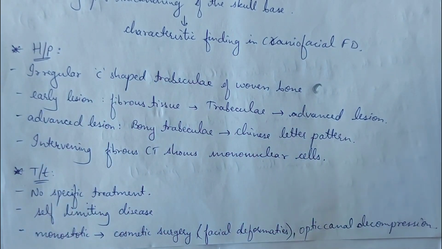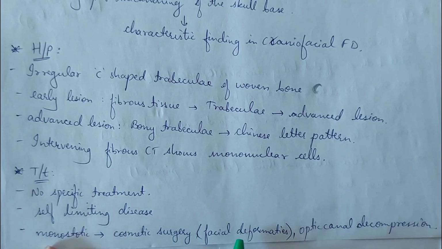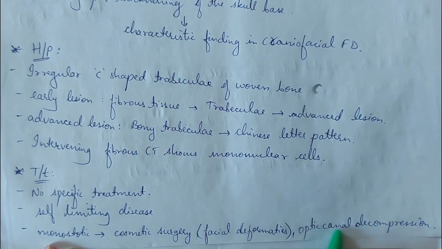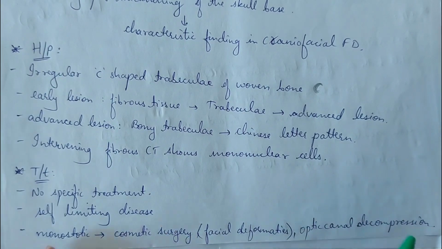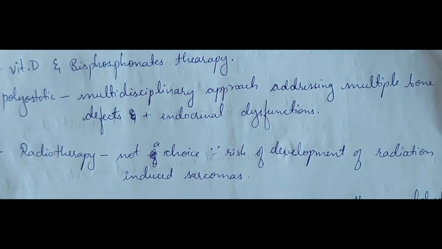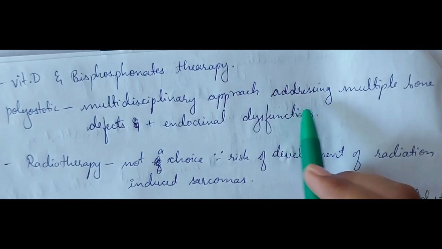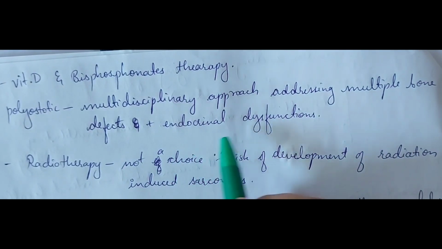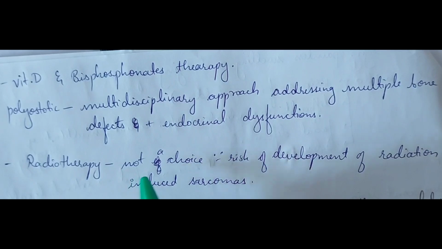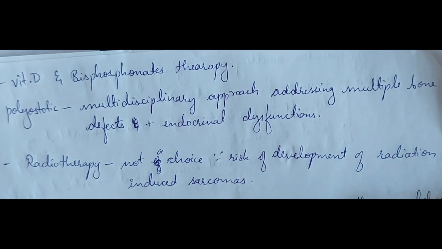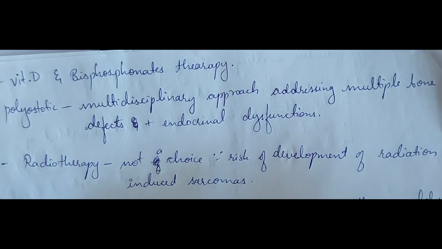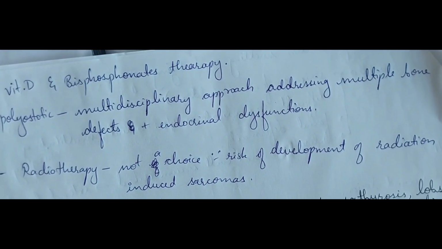For treatment, no specific treatment is required, hence it is a self-limiting disease. In monoostotic, if present, we can give cosmetic surgery because of facial deformities. Then optic canal decompression can be given because the maxilla size increases. We can give vitamin D and bisphosphonate therapy. In polyostotic, we give a multidisciplinary approach addressing multiple bone defects and endocrine dysfunctions. Radiotherapy is not a choice since there is a risk of radiation-induced sarcomas because the bone is too fragile here. Thank you.